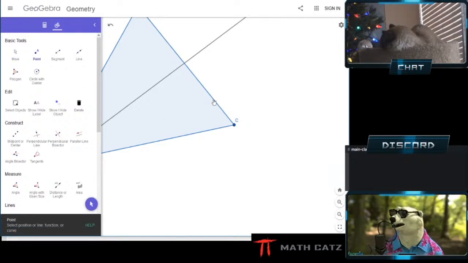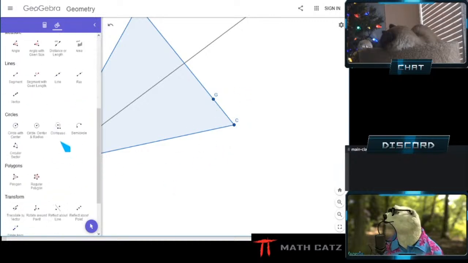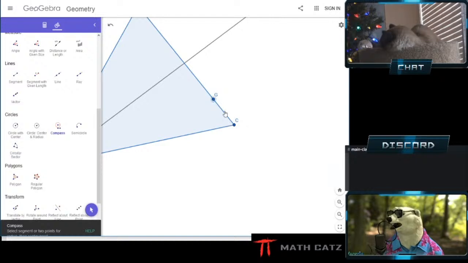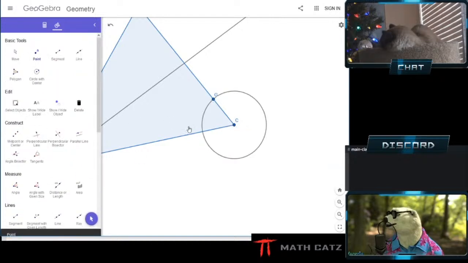I pick a point that's comfortable, maybe that one. G. Doesn't care about halfway or anything. I just make a point, whatever's comfortable to draw your circle. I will then draw my circle centered at C with that radius. That gives me another point where the circle intersects the other line.